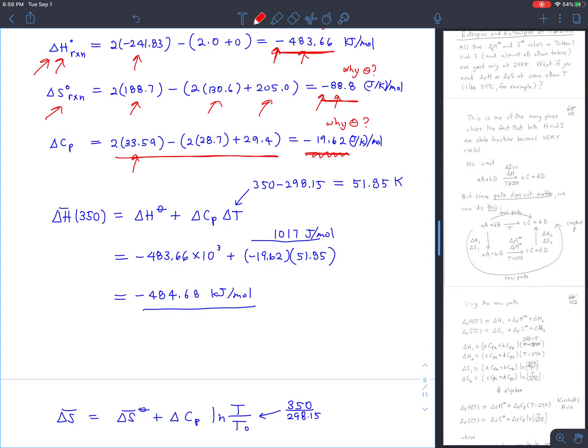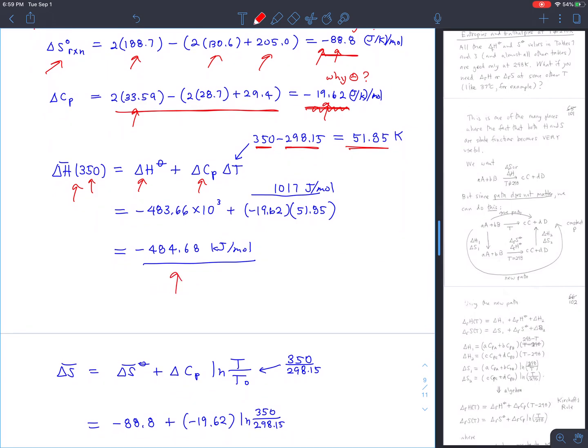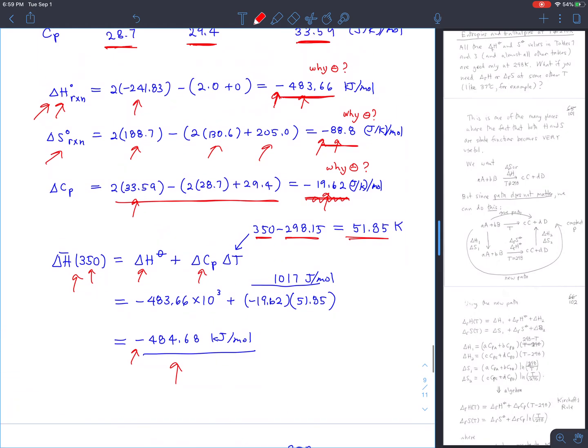That means we can plug now into our Kirchhoff law. Delta H at 350 is going to be delta H at 298 plus this delta Cp, this guy, times delta T, which is 350 minus 298, which is 51.85. Doing the arithmetic, we get minus 484.68. Let's compare that to the uncorrected value. That was minus 483.68. You can see the correction is only about 1 kilojoule per mole on top of, getting close to 500 kilojoules per mole. So it's only about 0.5% correction.